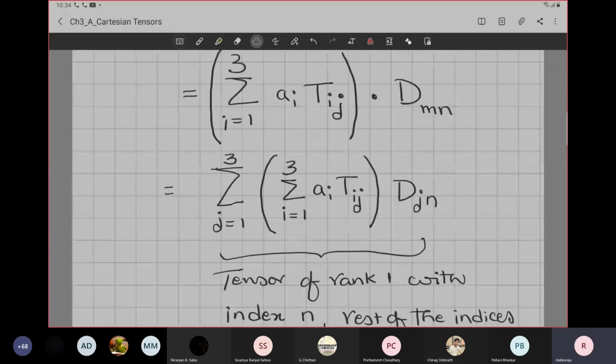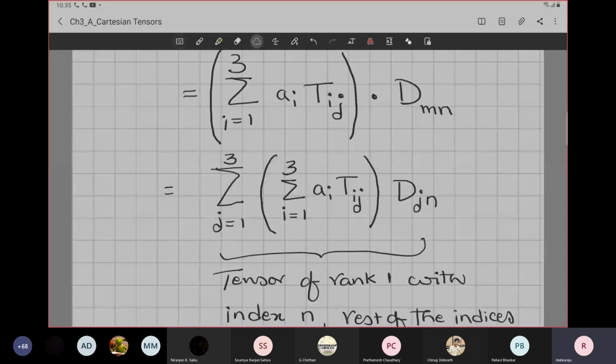Because when you sum on I equal to 1 to 3, I is gone, but the J loop still exists, like for I, J equal to 1 to J equal to 3. So you have a vector of 3 components here, D_mn. But because there is a dot product, we have to condense one of the indices, like J equal to M.